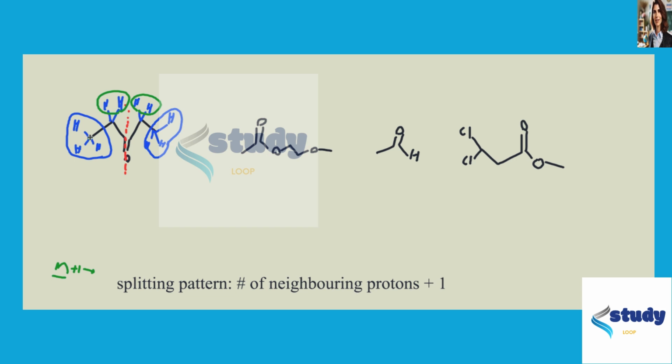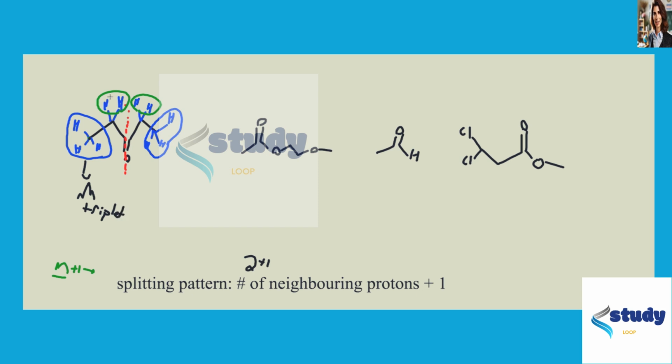Let's say I'm interested in these terminal protons here in blue. I see that the carbon bound to these 3 protons is directly bound to a carbon that has 2 protons. So there are 2 neighboring protons, and then you do a plus 1. So these 3 protons would show as a signal of 3 peaks. That's what we call a triplet.